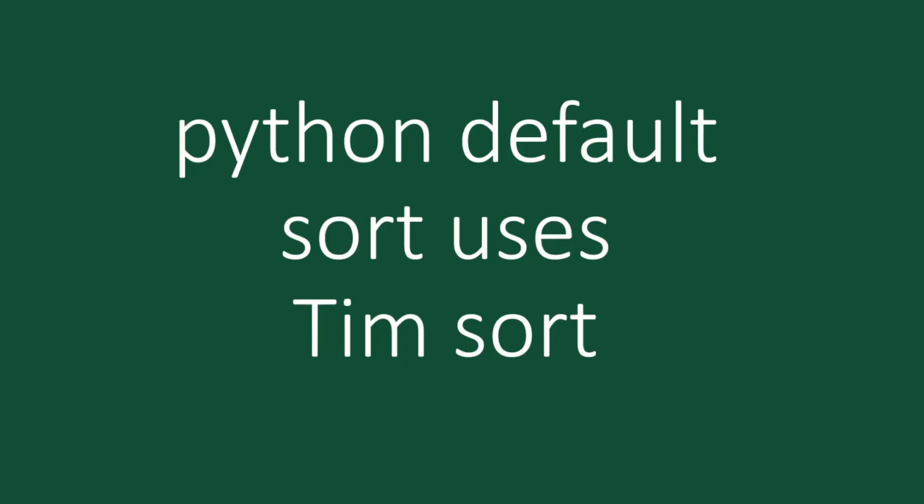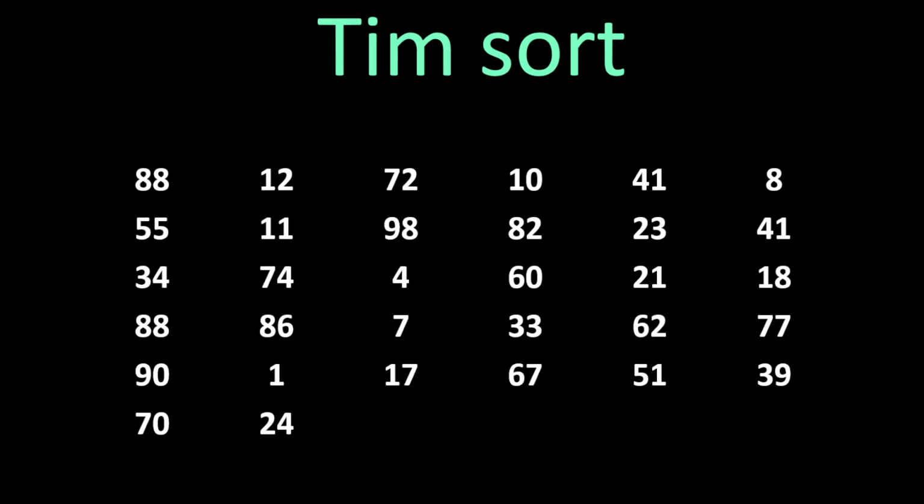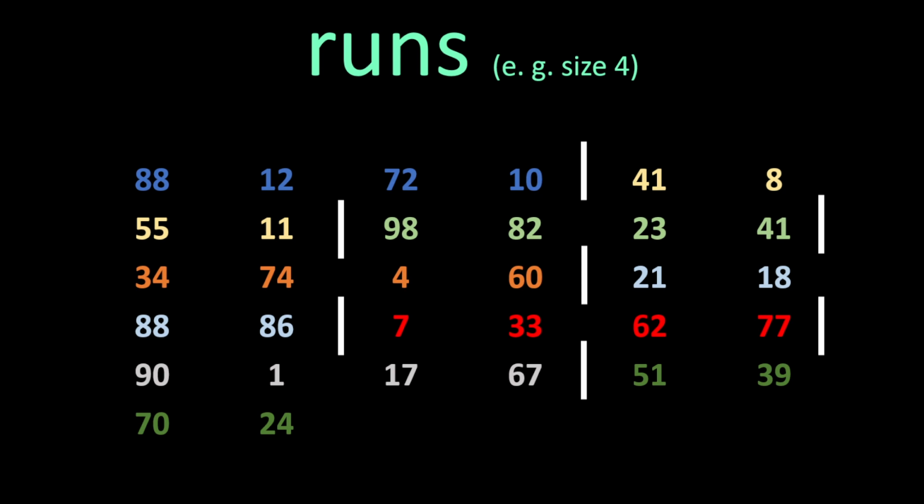So first of all, the Python default sorting algorithm is based on Timsort. Now, let's start off by saying that Timsort uses runs. So here we've got a range of numbers. Now if we want to sort them with Timsort, first of all, we split them up into parts. And these parts, sublists or subarrays, in Timsort are called runs. So you can see here the numbers are in different colours, and we have runs of size 4.